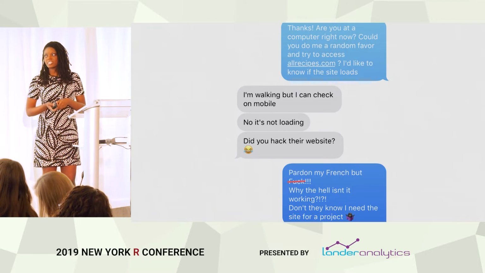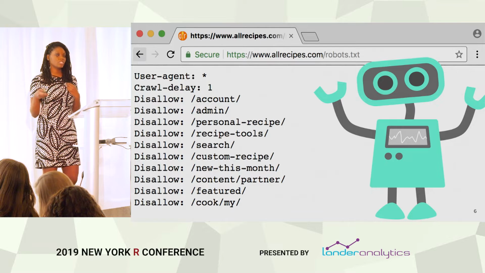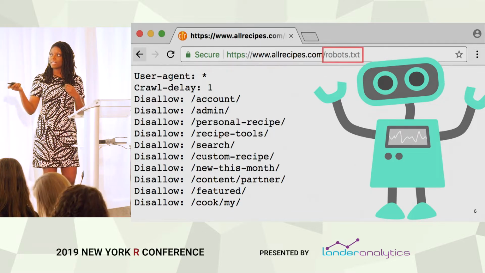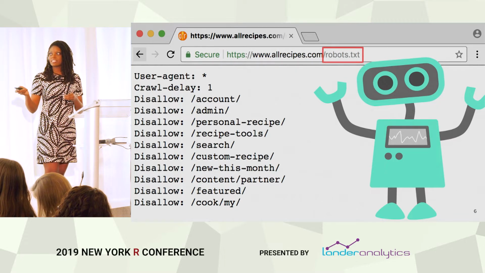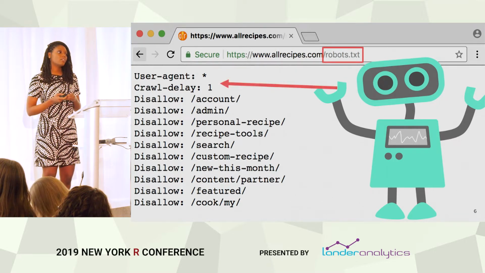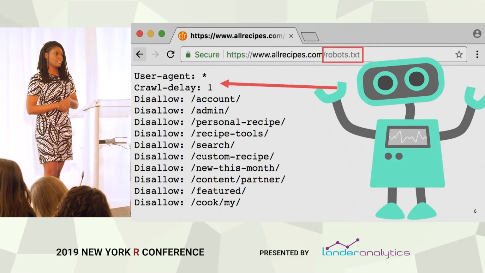So what this experience taught me is that if you do choose to scrape data from a website, you should check to see if the website has a robots.txt file, which contains useful information such as having a 1-second crawl delay in between your requests just so the server has enough time to respond.